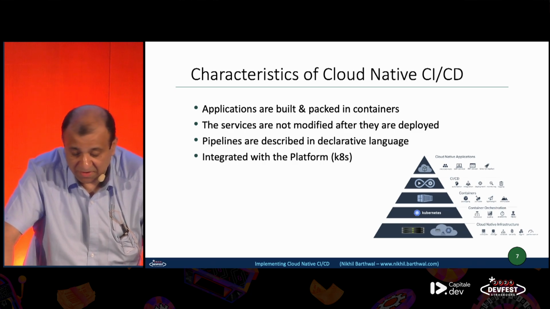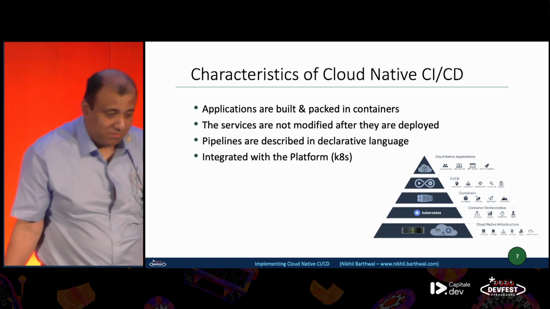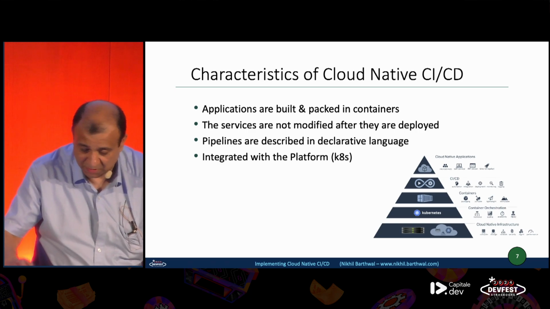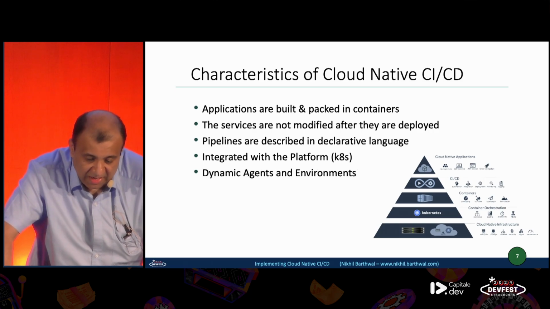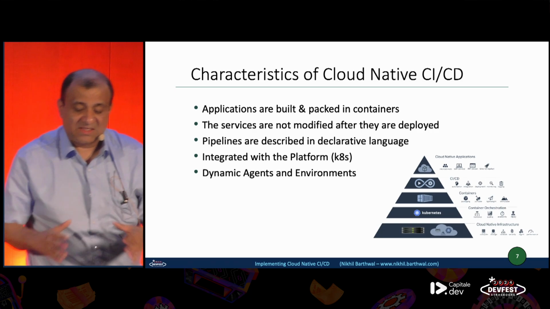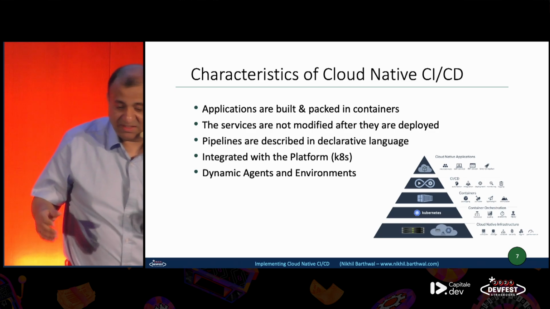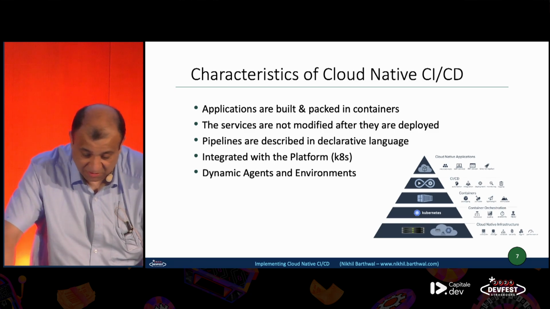I want it to have first-class support for the platform. Kubernetes is by far the most common one, but there are some companies and organizations that use Mesosphere and others which are less popular. Nevertheless, they're there. And then most important, we need these elastic dynamic agents, right? Because my environments are ephemeral, I need dynamic agents that can scale, environments that I can spin up and spin down based on my needs.